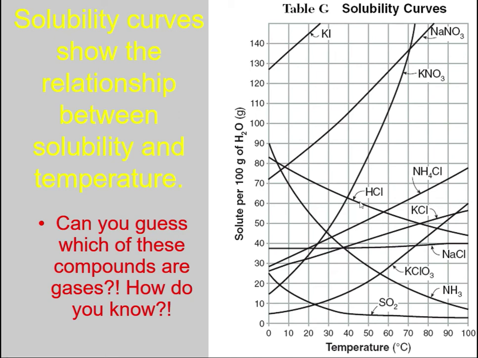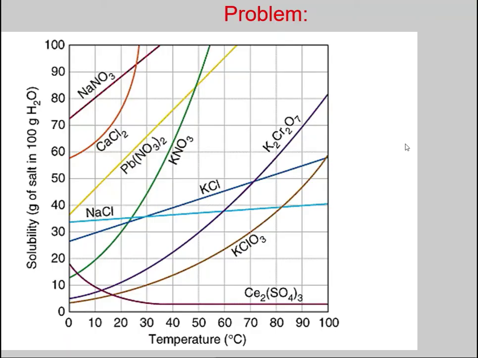If you said that HCl, NH3, and SO2 are gases, you're right, because you'll notice as it heats up, their solubility, the amount that can be dissolved in water, decreases, whereas everything else either stays really close to the same with sodium chloride, or it increases as you go across. Let's talk about how you read this chart.